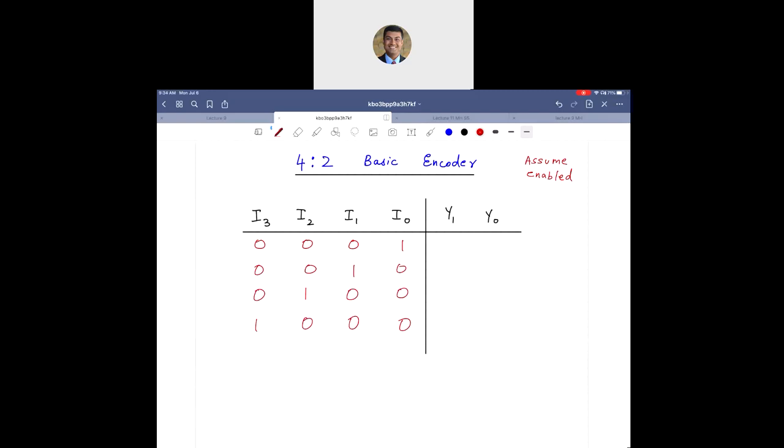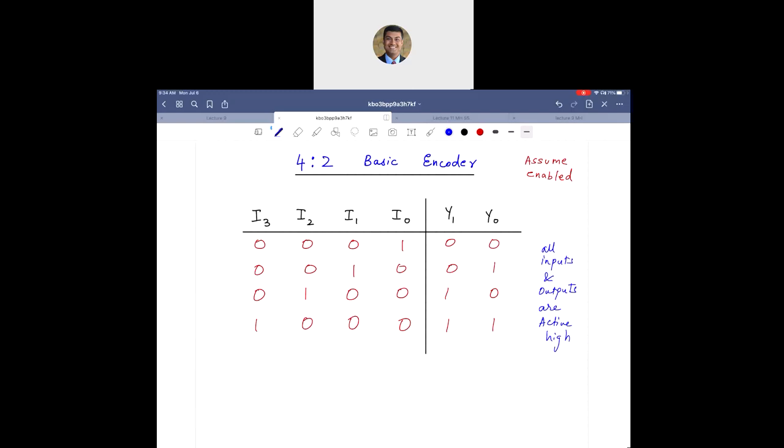Next, if I'm encoding this, sort of the opposite of the decoder, if I0 is active, I will encode that as 0, 0, 0, 1, 1, 0, 1, 1. All inputs and outputs are active high in this case. So I hope that you guys are okay with the truth table.